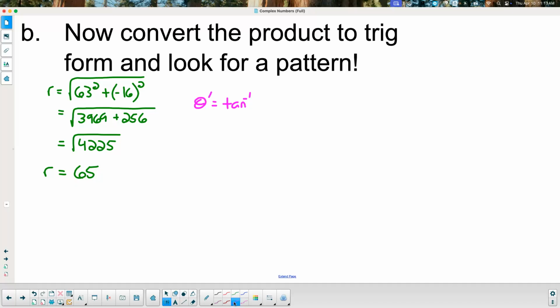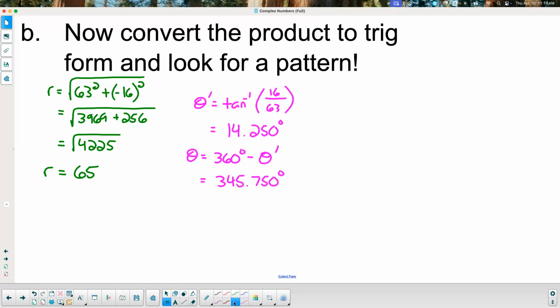Then we got to come up with our theta prime. Inverse tangent of 16 over 63. What do we got for a reference angle there then? 14.250. Which quadrant are we in with that one? Quadrant 4. So then theta is going to be 360 minus our reference angle, so that's going to be 345.750 degrees. Do we agree with that? Okay.